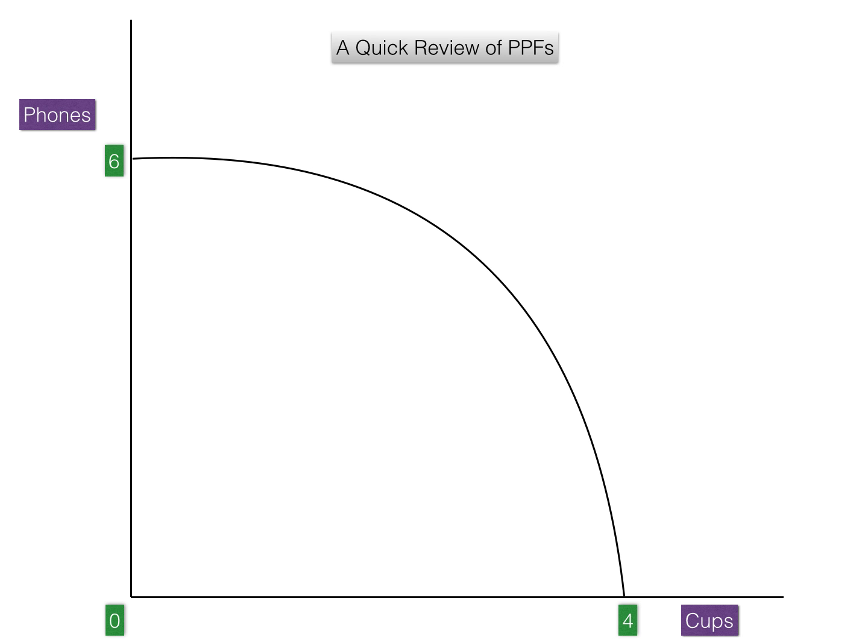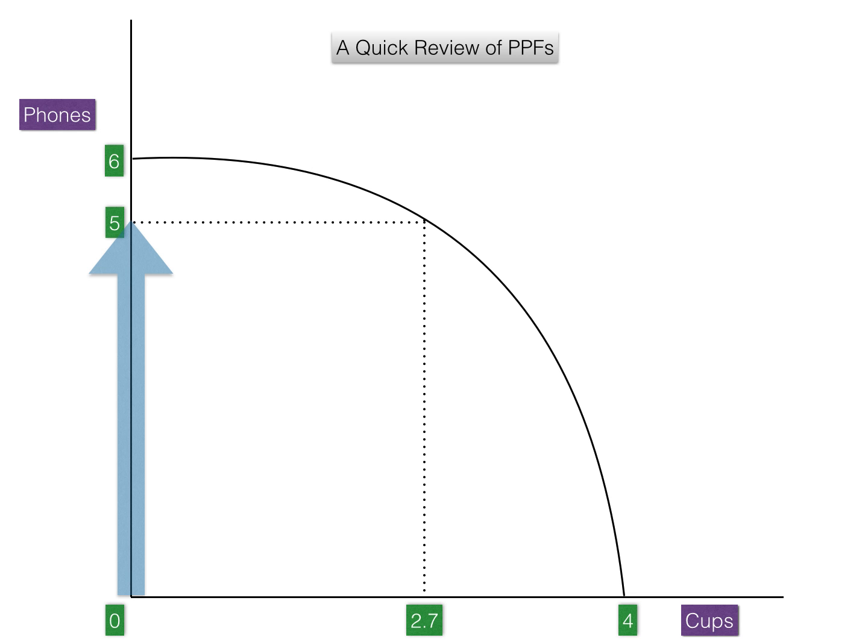So let's have a quick review of what we've seen so far. Most important thing about PPFs. When you choose to produce, in this case, 5 million phones, you give up 1.3 million cups. That's the opportunity cost, the benefits lost as a result of making a decision. That's the key concept with PPFs.